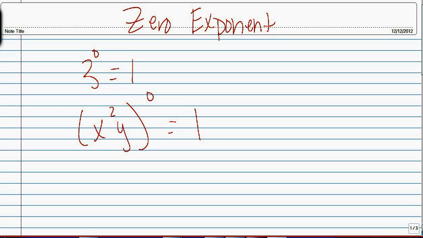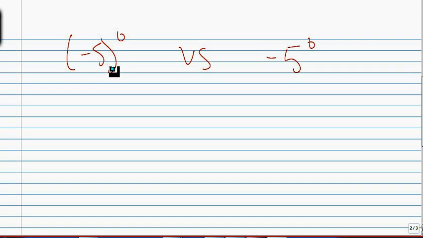Okay, let's look at the difference between this and this. There's a huge difference. On the left-hand side here, the negative 5 to the 0 power. Notice my negative 5 is in parentheses. So it's looking at that whole thing as a whole and raising that to the 0 power. So my answer is going to be 1.